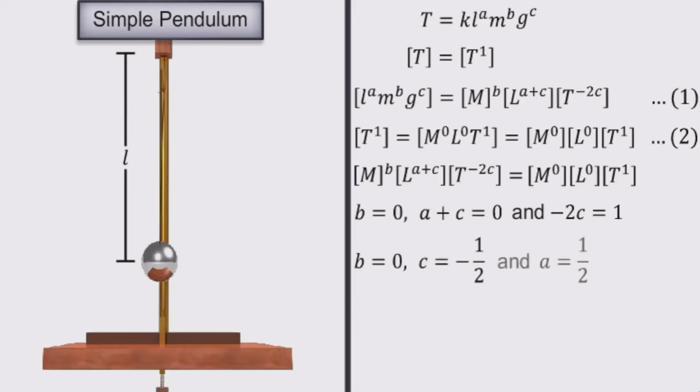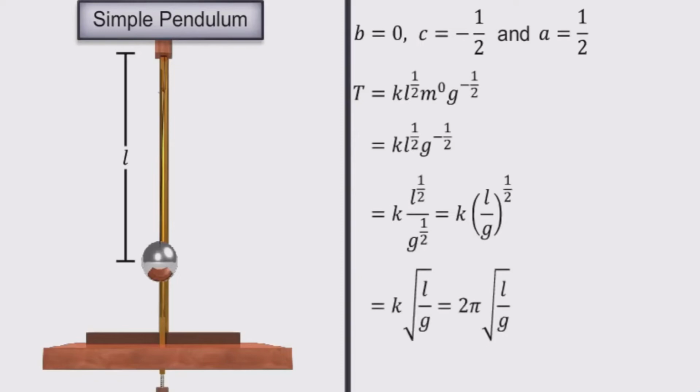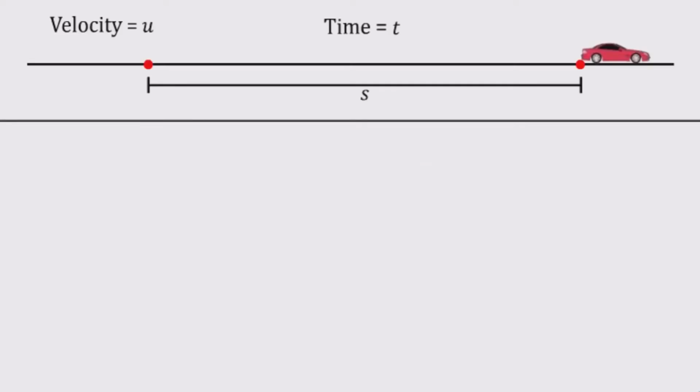Thus, the expression for the time period of the simple pendulum becomes 2 pi into the square root of L by G as shown. The value of k, which is equal to 2 pi, cannot be found by using dimensional analysis. However, this method cannot be applied to derive equations where addition or subtraction of different terms is involved. For example, we cannot derive the equation S is equal to ut plus half at square using dimensional analysis, even though we checked its dimensional consistency.